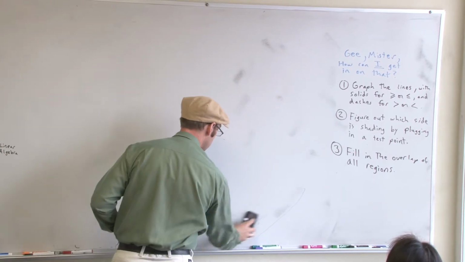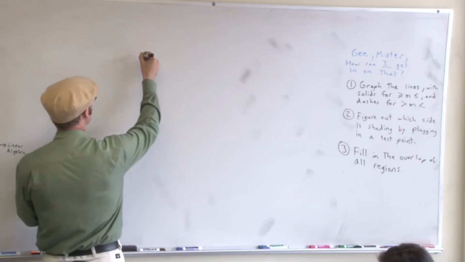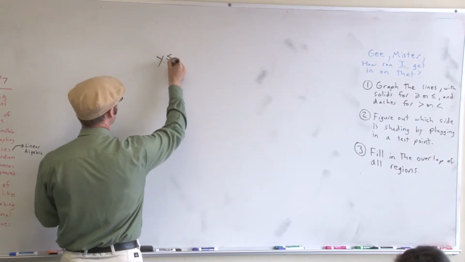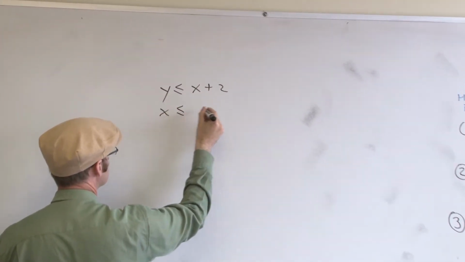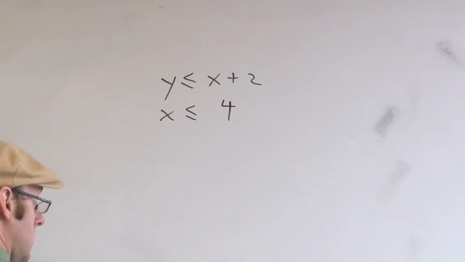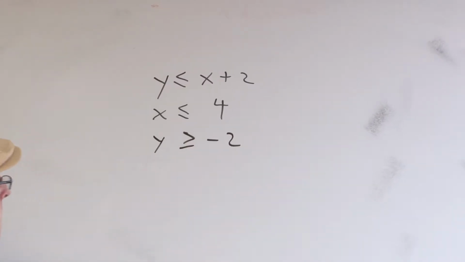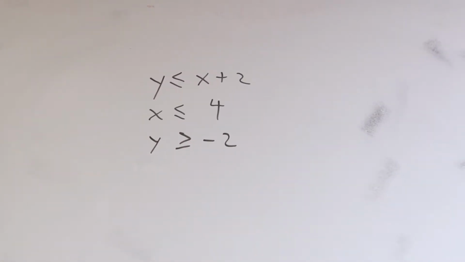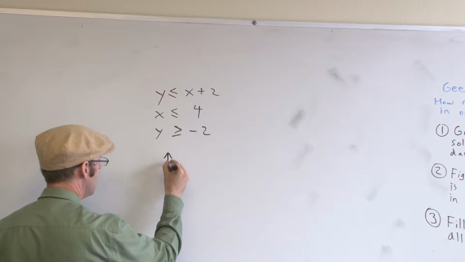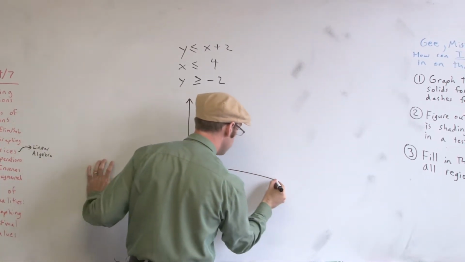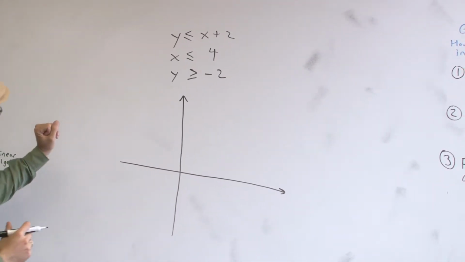So let's try a slightly more interesting example. By interesting, of course, I mean very hard. So let's say I've got y is less than or equal to x plus 2. x is less than or equal to 4. And y is greater than or equal to negative 2. So solving that system is finding that area where all 3 of those conditions are met.